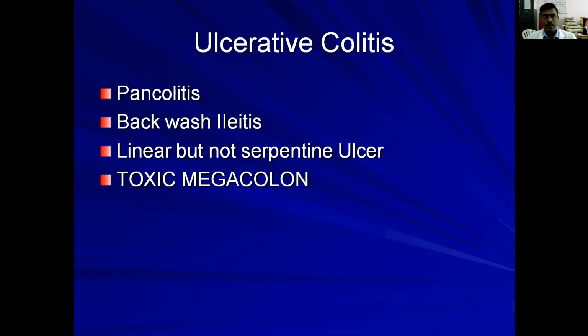This ulcerative colitis involves all the segments of the colon, so it is called pancolitis. Obviously it starts from the rectum and goes to the ileum, so it is called backwash ileitis. It shows linear ulcers, whereas Crohn's disease causes serpiginous ulcers. In ulcerative colitis the colon gets inflamed and enlarged, and we can call this a toxic megacolon.